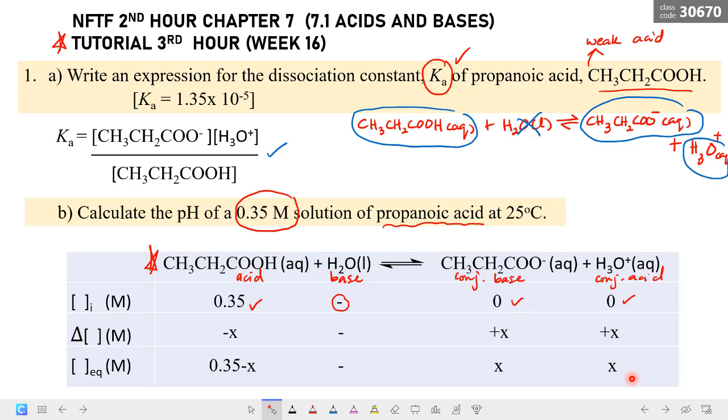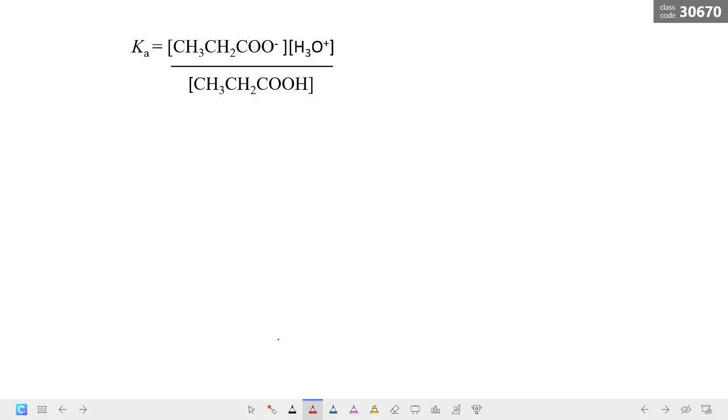Alright, so now we have to relate the expression at equilibrium with Ka. You have to substitute these terms, X and X and 0.35 minus X, into the Ka expression. So Ka equals X squared divided by 0.35 minus X, and the Ka value is given to you in the question.